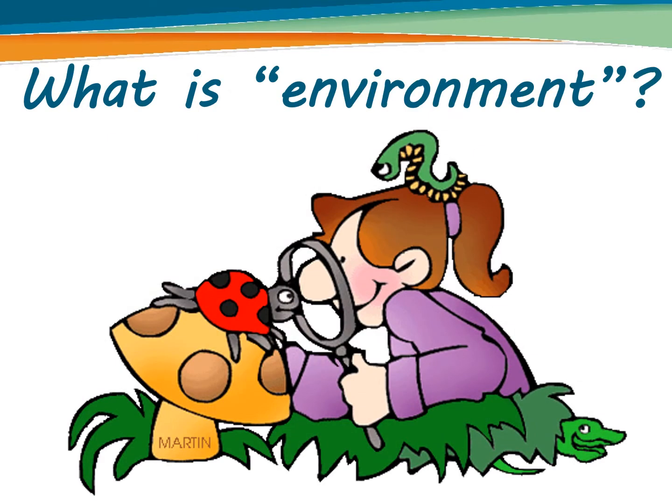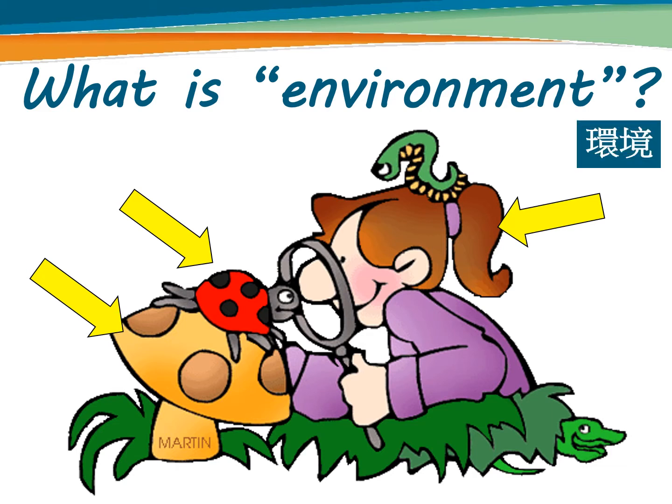So, what is our environment? Look at this picture. What do you see? There are some animals, some plants, and a girl. Our environment is about where all plants and animals and people live together on Earth. It is about how we work together to all be safe and to all be happy on Earth. Here is what we call it in Chinese.